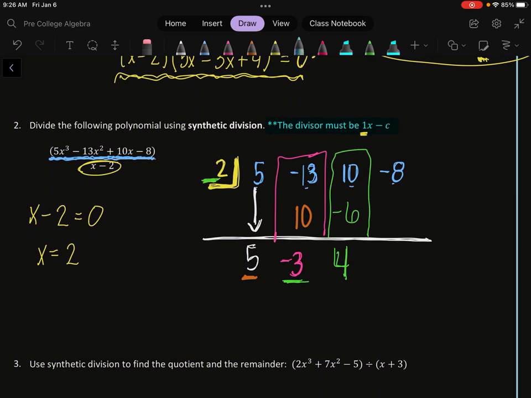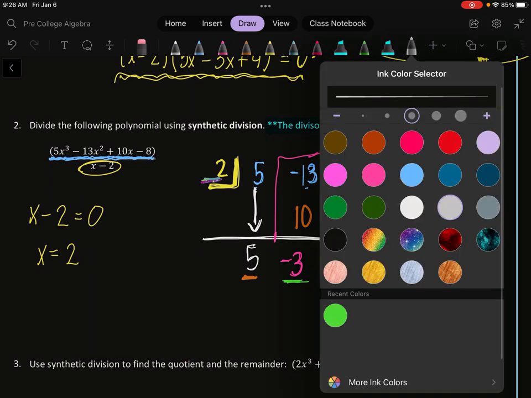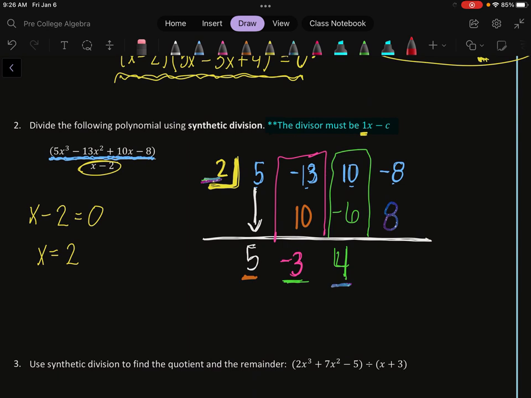And then again, finally, we got to do negative 2 times 4, which is positive 8. I was about to add another color here. Okay, and we add those together and our answer would end up being 0 here. And then I always kind of like throw this little guy at the end in its own box because that's our remainder.